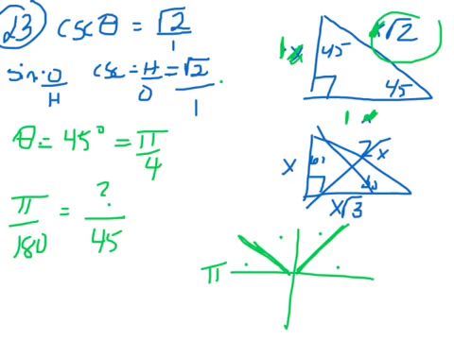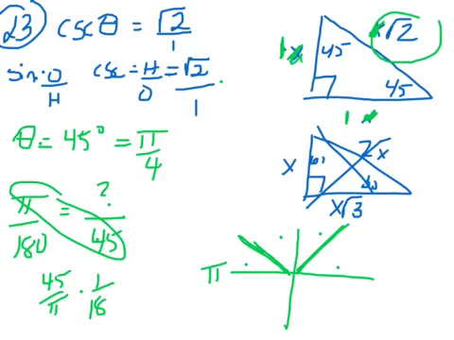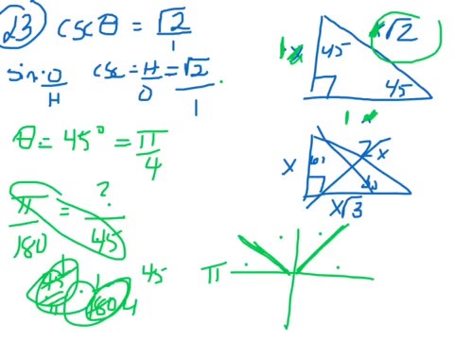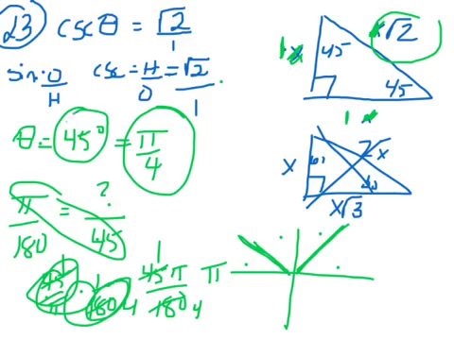I'll call it question mark or x. It would be 45. When we cross multiply, we get 45 times pi, and then we would divide by 180. That's the same thing as multiplying by 1 over 180. Man, I messed that up. 45 pi divided by 180. There we go. It reduces to pi over 4. So in degrees it's 45 degrees. In radians it's pi over 4.